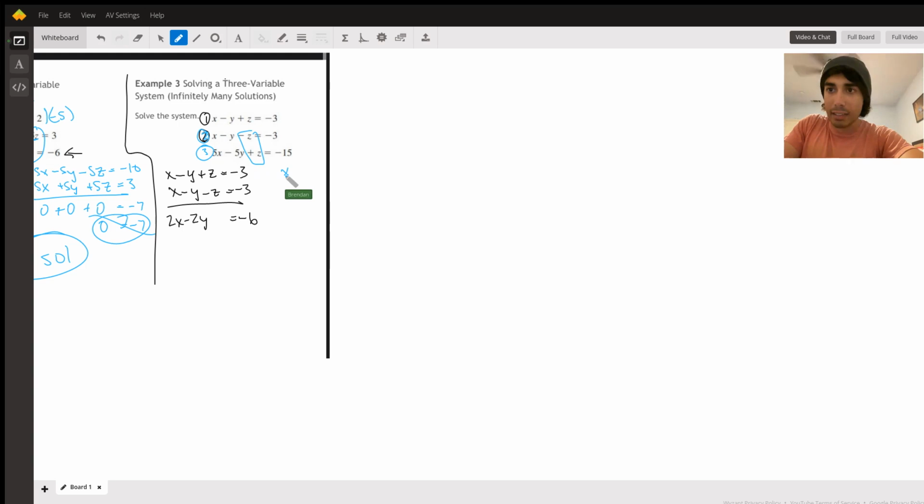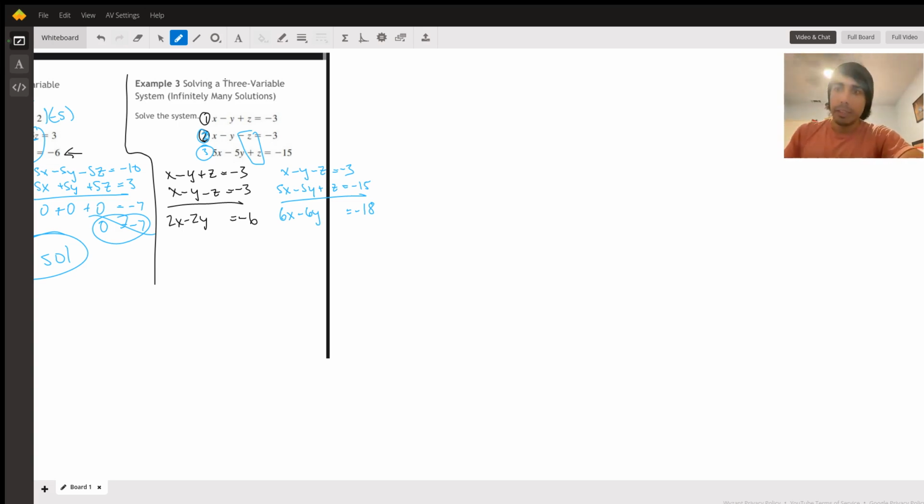Okay, so I've got x minus y minus z equals negative 3. And then equation 3 says 5x minus 5y plus z equals negative 15. Let's add those together. X and 5x is 6x. Negative y minus 5y is negative 6y. Negative z plus z cancels, and we've got negative 18 over here. All right, so for infinitely many solutions, let's go ahead, start solving this, see what we can do. So I've got my two equations, two variables. That's what we wanted.